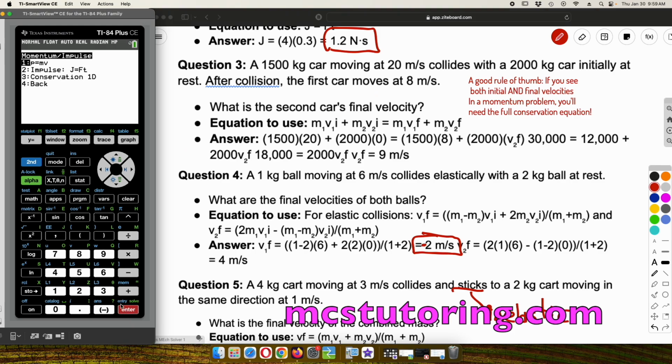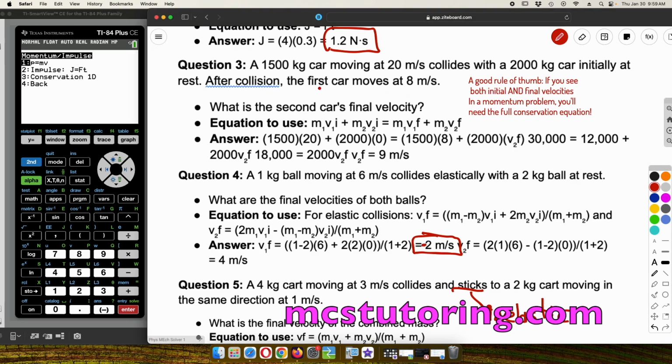And then question 3. A 1,500 kilogram car moving at 20 meters per second collides with a 2,000 kilogram car initially at rest. After the collision, the first car moves at 8 meters per second. Just a note here, because I was wondering how people know which one to do: if you see both initial and final velocity, so you have the final velocity of the first car here, you'll need the full conservation equation.